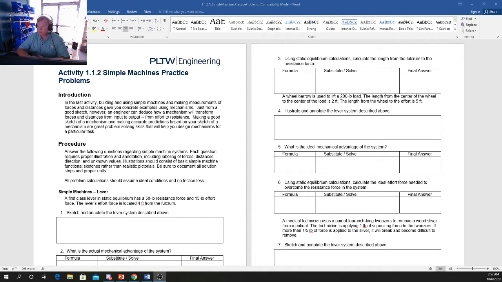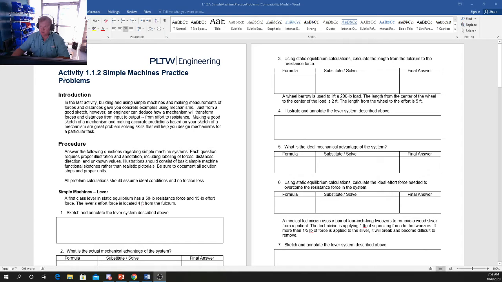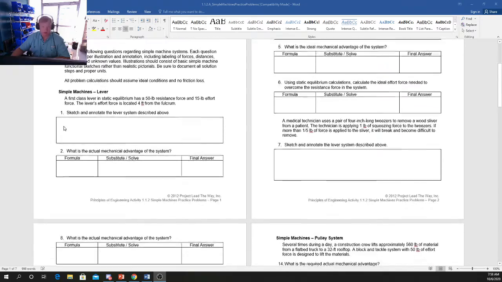Good morning, students. I wanted to go over for Principles of Engineering, Activity 1.1.2, Simple Machine Practice Problems. In this, you have 30 questions that should be done in your engineering notebook. Start out with a page in which you write Activity 1.2, Simple Machine Practice Problems. And in your engineering notebook, begin to answer the questions.